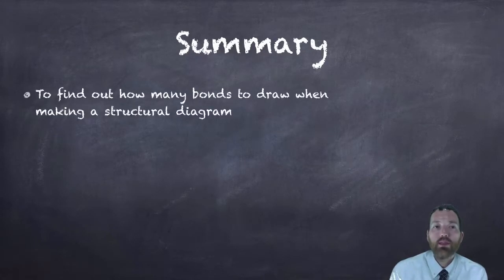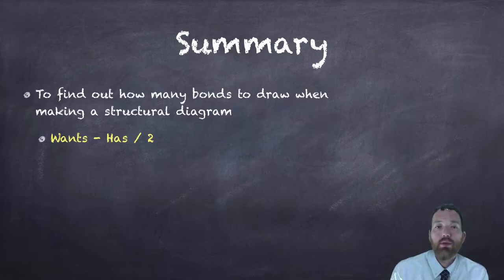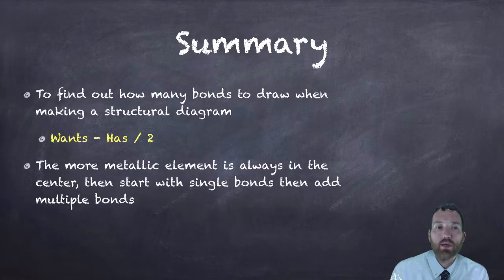To find out how many bonds to draw when making a structural diagram, remember the little formula that I've given you. Wants minus has divided by 2. How many valence electrons the atom wants, and everybody wants 8 except for hydrogen wants 2, minus how many valence electrons the atom has. Now you can figure that out multiple ways, but I usually just go off its position on the table or its electron configuration that is in the lower left-hand corner on the periodic table. Whatever that answer is divided by 2, that will tell you how many bonds to draw.